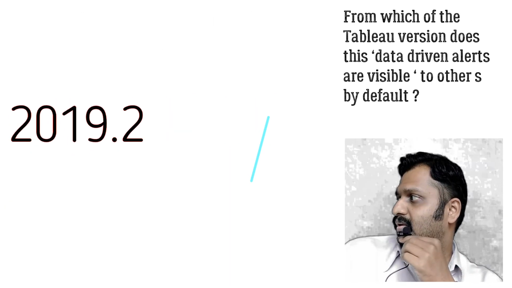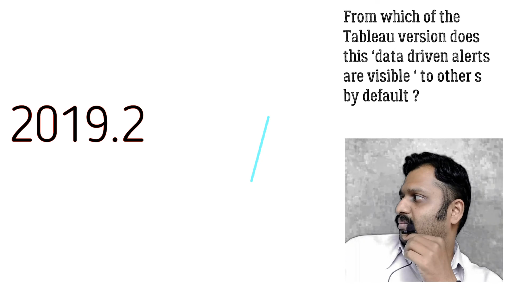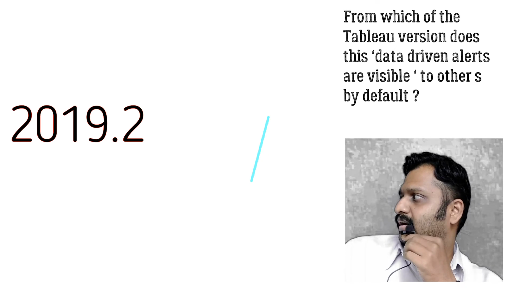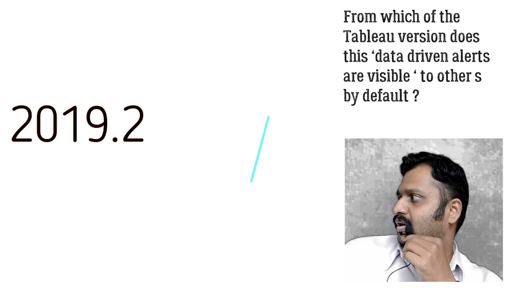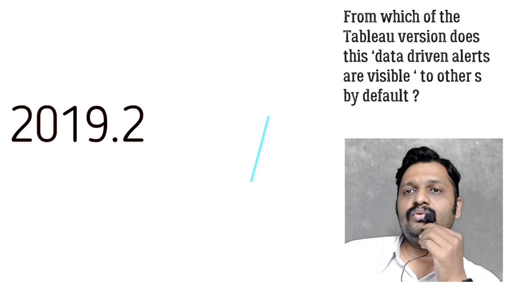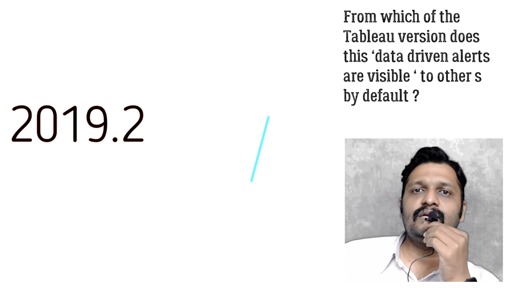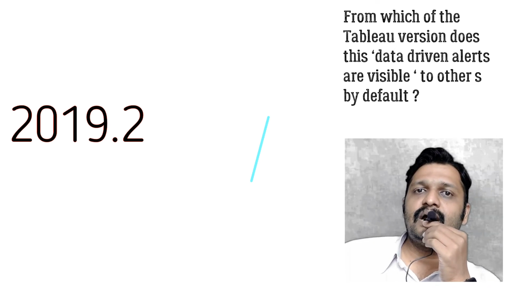Next question, from which Tableau version are data driven alerts visible to others by default? From version 2019.2, data driven alerts are visible to others by default.